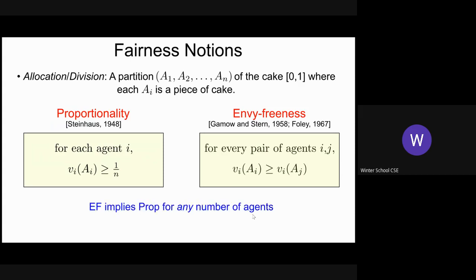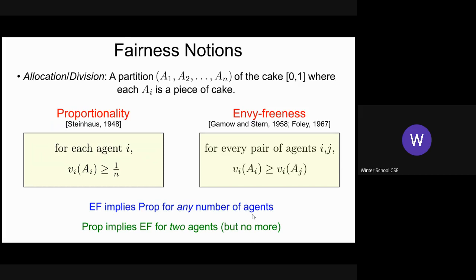But for now, just believe me that envy-freeness implies proportionality for any n, any number of agents, meaning this is a strictly stronger property, a strictly more demanding notion of fairness. And the converse holds only up to 2 agents, but not for more agents. Good. All right, cool. So these are the two fairness notions that we are going to be playing around with.